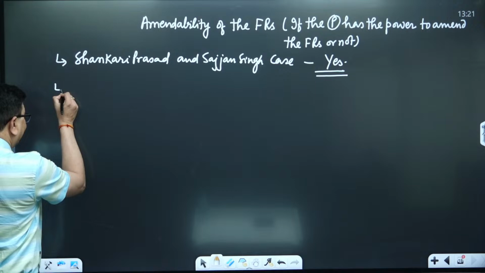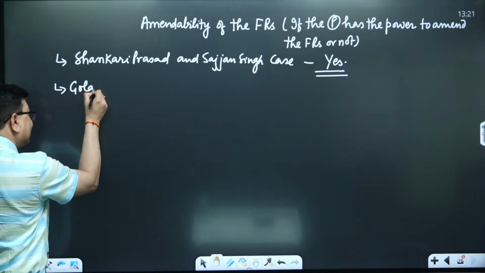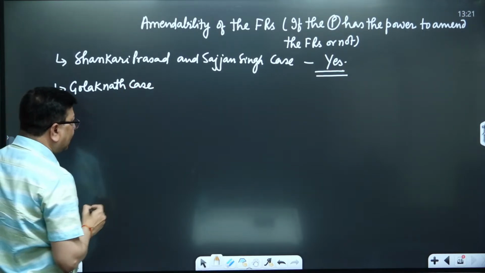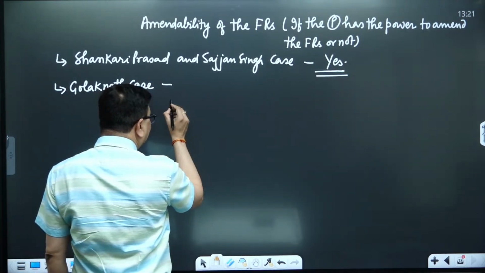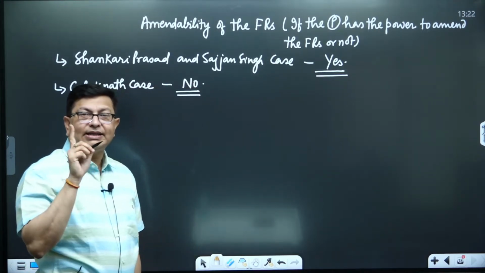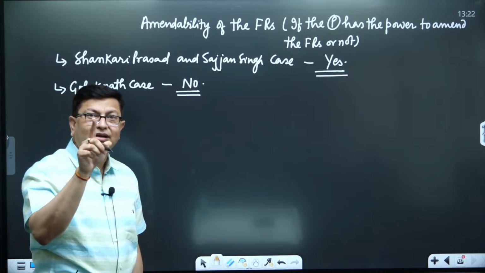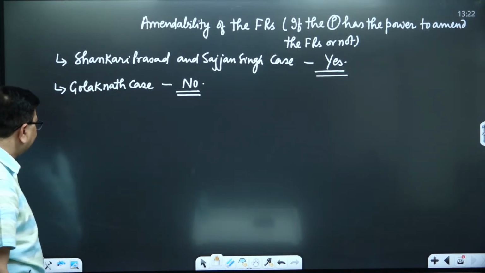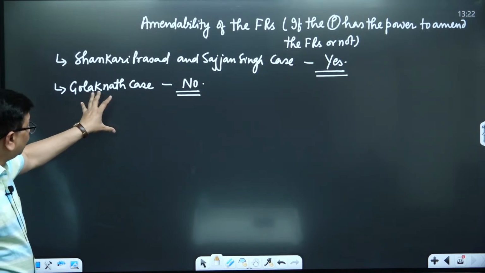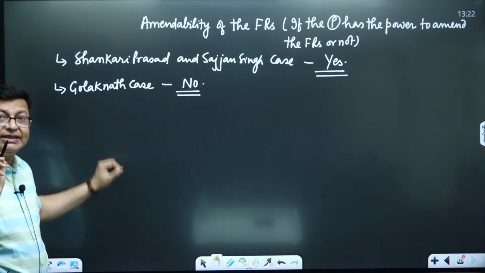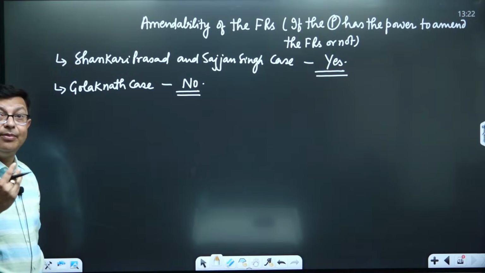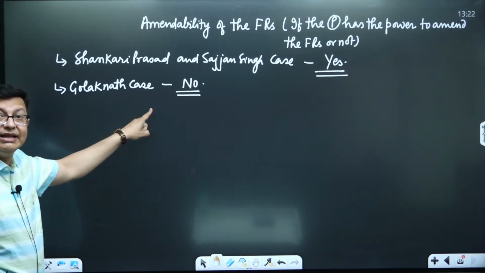After that, in the Golaknath case, the Supreme Court said no. The Parliament has no power to amend the fundamental rights. Now, here, this question, in which of the cases the Supreme Court held that the fundamental rights cannot be abridged, they cannot be amended, the answer will be the Golaknath case.